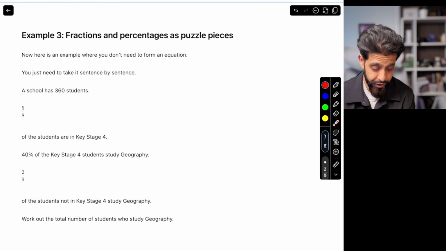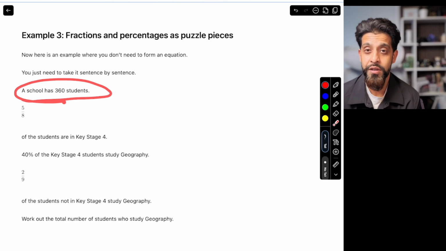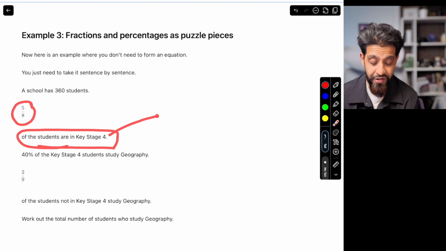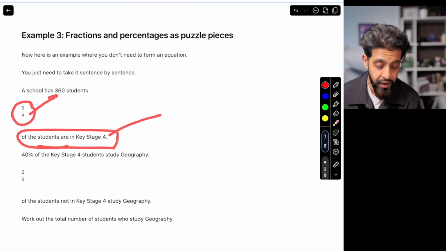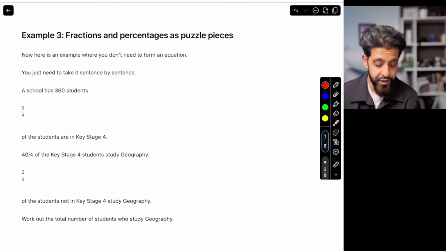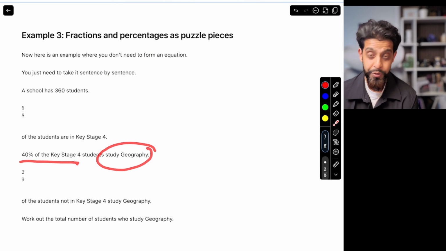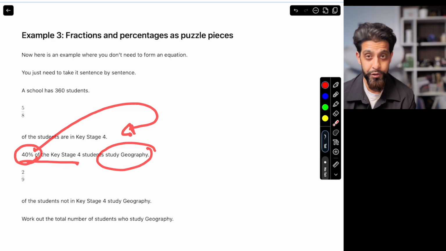So what I suggest you do with a question like this is you take it sentence by sentence. You're told the school has 360 students. Well, 5 out of 8 of these students are in Key Stage 4. Right now, you can work out how many students there are in Key Stage 4 by doing 5/8 of 360. Then it says 40% of the Key Stage 4 students, the ones that you have found, study geography. So now you have to find 40% of the amount that you've just found for the Key Stage 4 students.